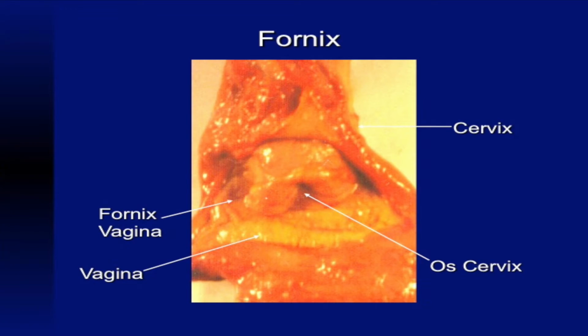And here's another picture. As you can see, the os cervix, the opening of the cervix, and then the way that that cervix protrudes into the vagina. And there's an opening around there that really will present some challenges in the artificial insemination process.